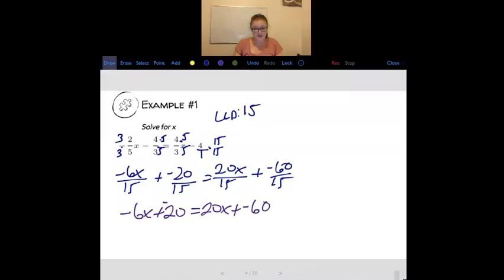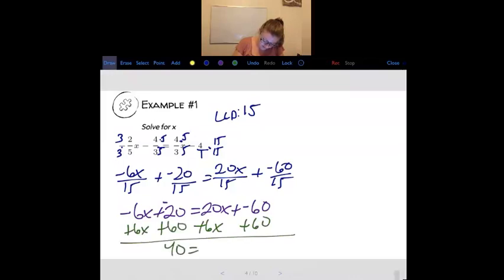We know how to solve these problems. So the problems don't necessarily get harder, they just get a little bit longer to reduce down to a linear equation or a quadratic equation. So we get our x's to one side, so I'm going to move over the 6x. I'm also going to move over the 60. And so we get 40 is equal to 26x.